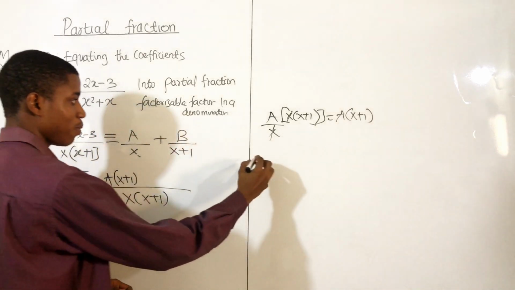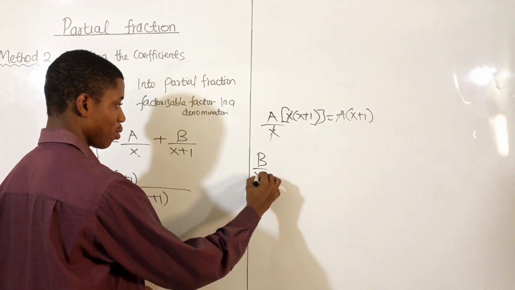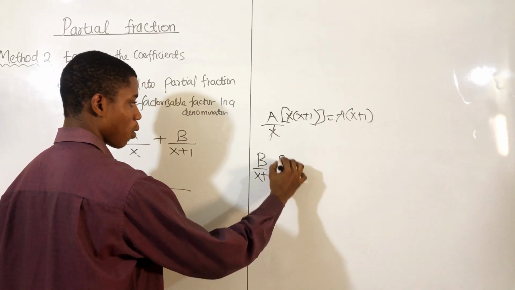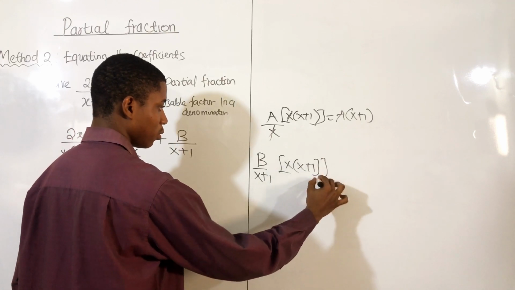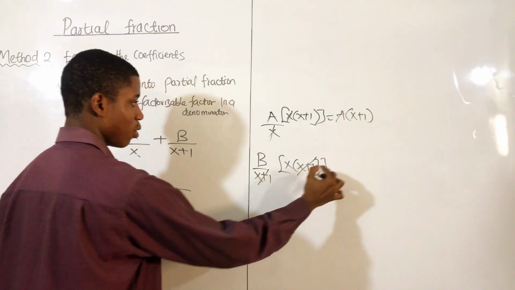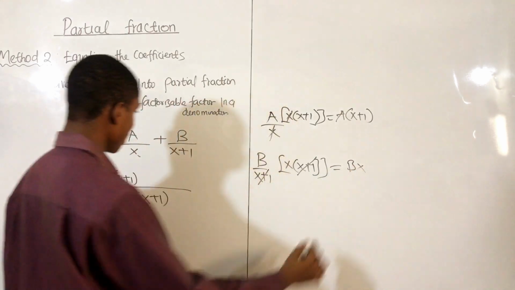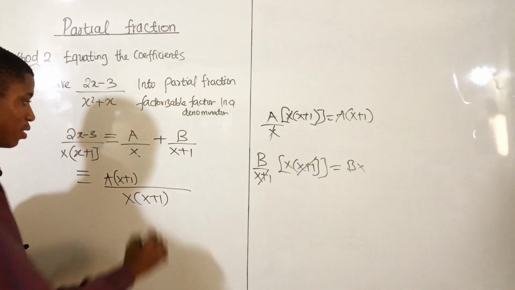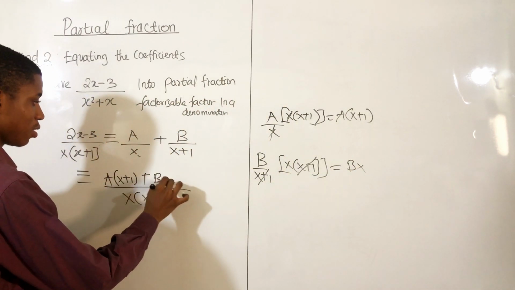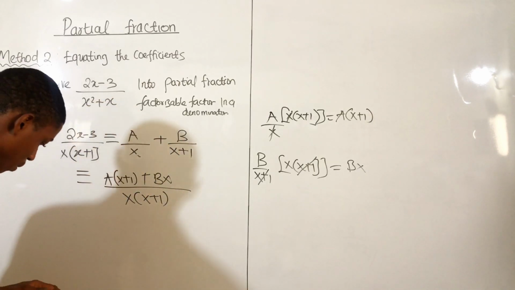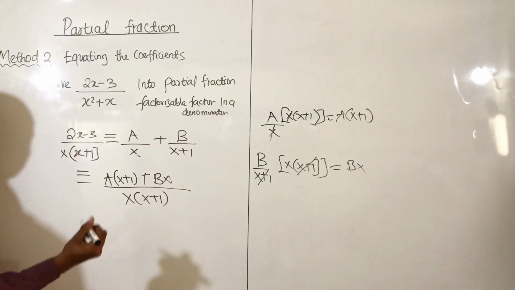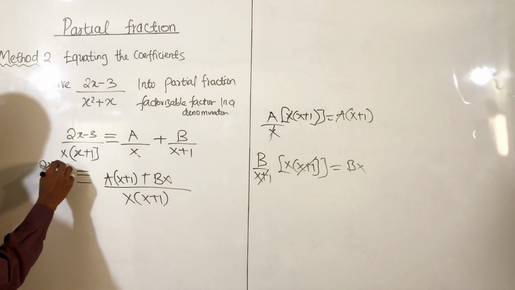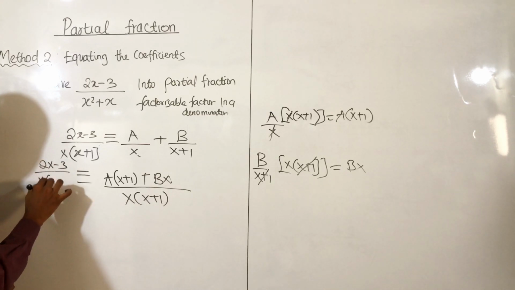The next one, multiply b by what? b over x plus 1 by the LCM. We are multiplying by x bracket x plus 1. You see that this will cancel this, and you're left with bx. That's the same step as multiplying this by this. So please, this is just the concept of everything here. Now we write this as (2x - 3) over x bracket x plus 1.